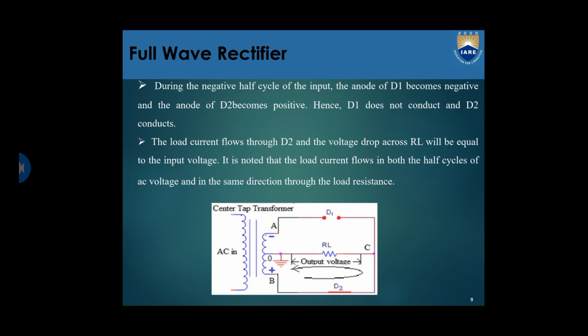During the negative half cycle of the input, the anode of D1 becomes negative and the anode of D2 becomes positive. Hence D1 does not conduct and D2 conducts. The load current flows through D2 and the voltage drop across RL will be equal to the input voltage. It is noted that the load current flows in both half cycles of the AC voltage and in the same direction through the load resistance. This is the representation again.